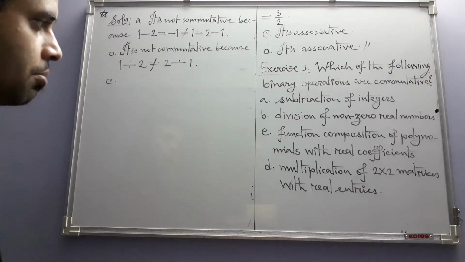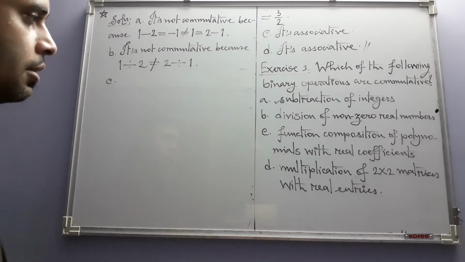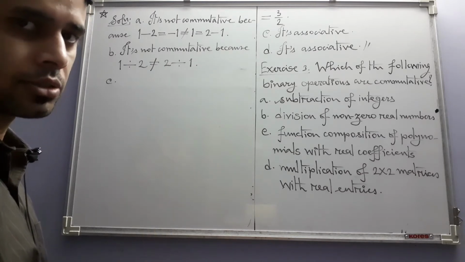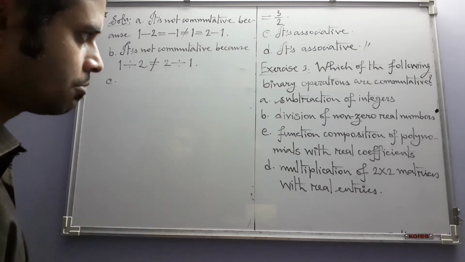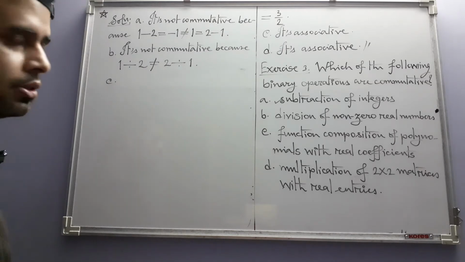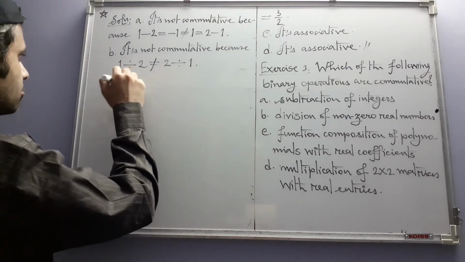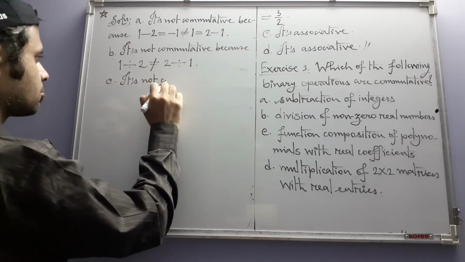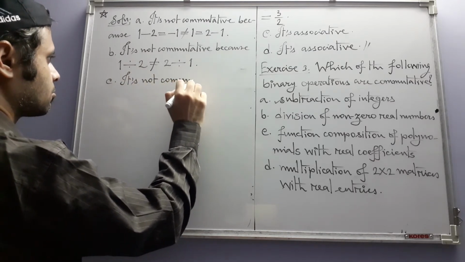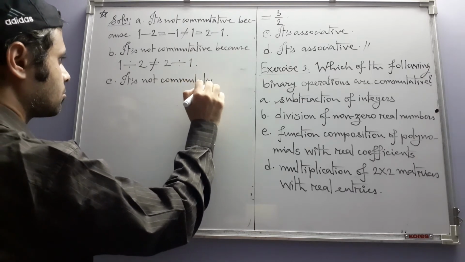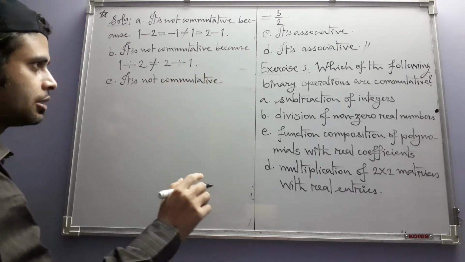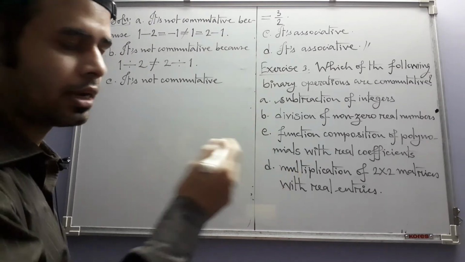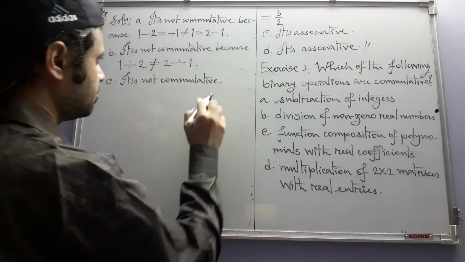Function composition of polynomials with real coefficients. Unlike the associative property, which is true for function composition, in general it is not commutative. In fact, we have already seen that when we considered those two examples, f(x) and g(x). We can take two more.